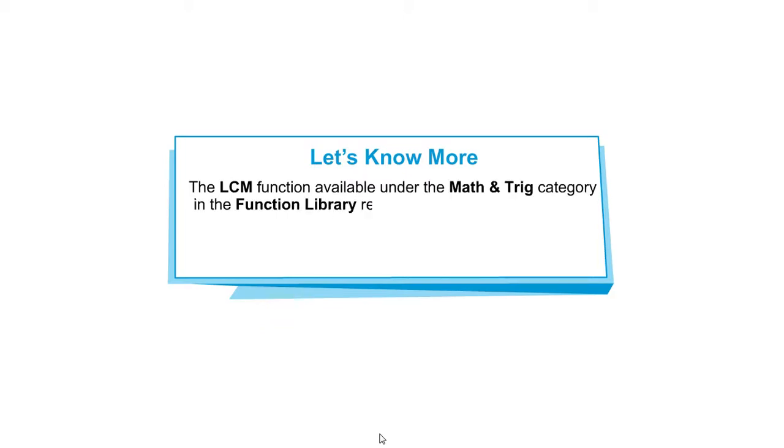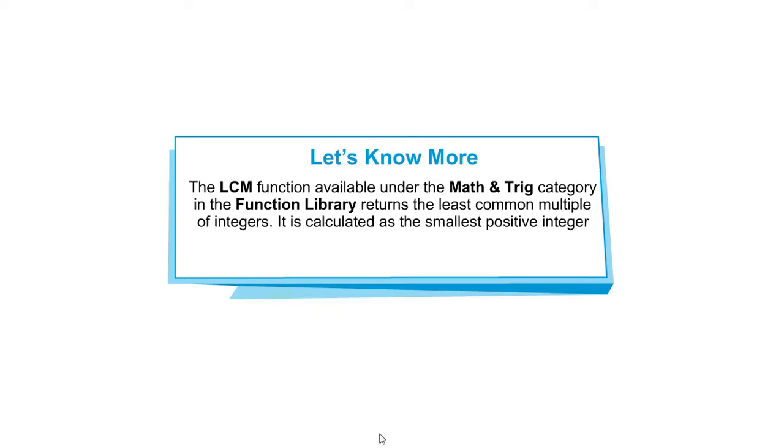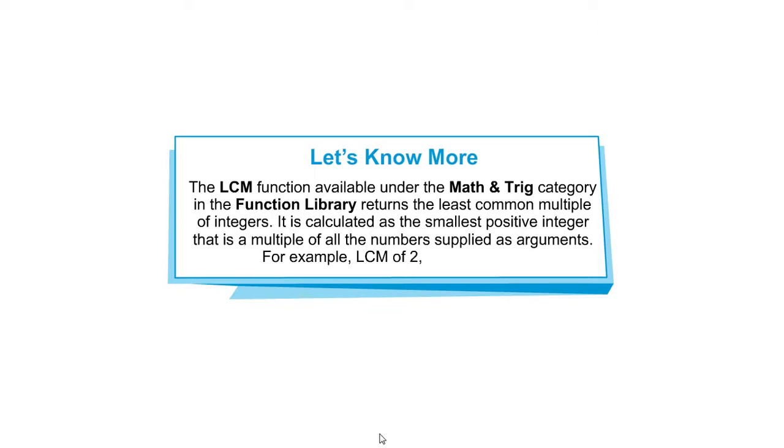Students, let's know more. The LCM function available under the math and trig category in the function library returns the least common multiple of integers. It is calculated as the smallest positive integer that is a multiple of all the numbers supplied as arguments. For example, LCM of 2, 3 and 4 is 12.